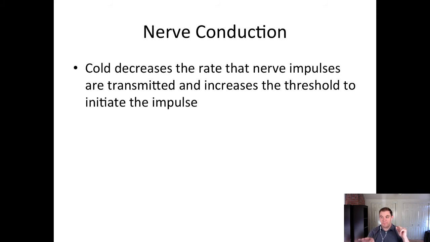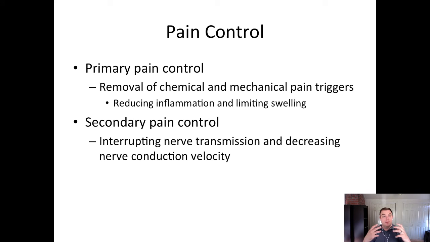So instead of being bam, bam, bam, I'm in a lot of pain, place the ice or put them in the cold whirlpool, whatever you're doing for the cryotherapy, and now it's bam, bam, bam. Same thing, pain control, the primary pain control. We've talked a little bit about this. It can remove chemical and mechanical pain triggers. But the secondary pain control, this interrupts the nerve transmission, that bam, bam, and decreases the nerve conduction velocity.